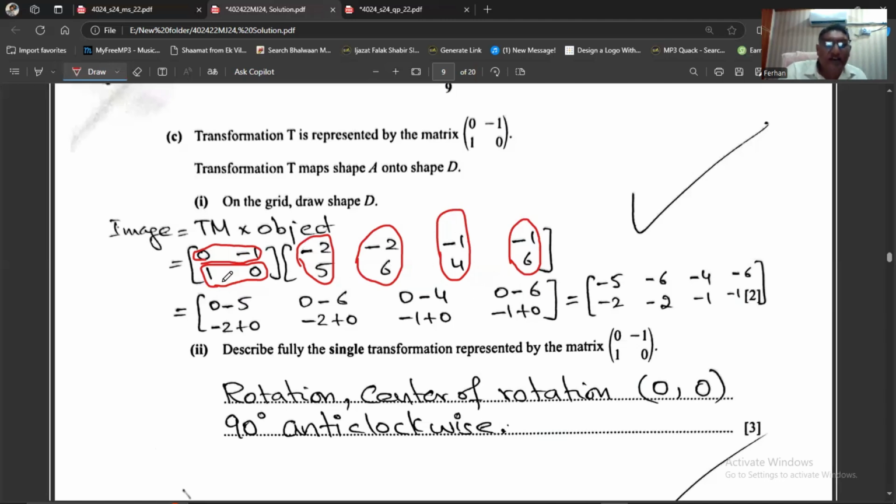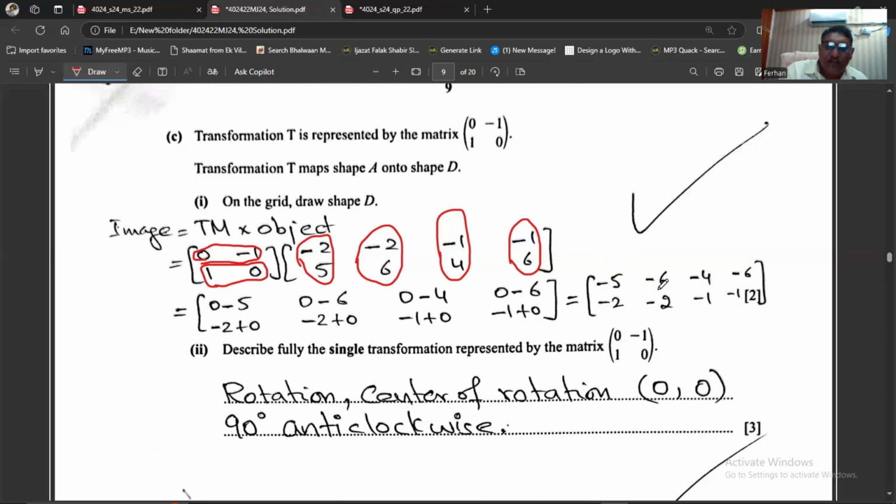Now the second row will multiply. 1 multiply -2 is -2, plus 0 multiply 5, that will be 0. Then 1 multiply -2 will be -2. 0 multiply 6 will be 0. And 1 multiply -1, that will be -1, plus 0 multiply 4, that will be 0. And then 1 multiply -1, that will be -1, plus 0 multiply 6, that is 0. So you will have -5, -6, -4, -6, -2, -2, -1, -1.